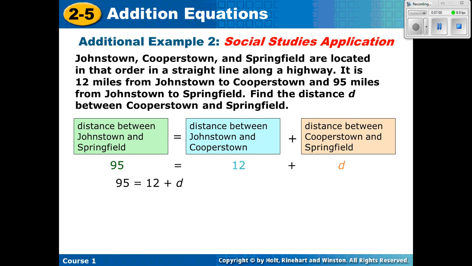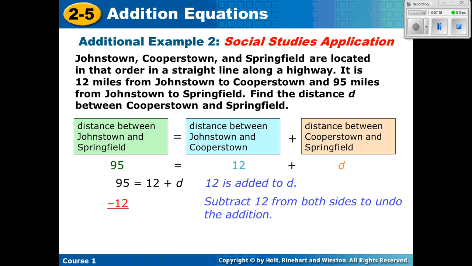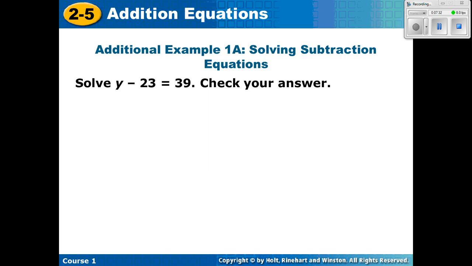95 should equal 12 plus D. Well, what is the value of D? What do we need to do here? It's an addition equation, so yes, we're going to use subtraction. What are we going to subtract? The 12. We're going to subtract 12 from both sides, and then we get D equals 83. So pause the video and try to work this one out on your own.